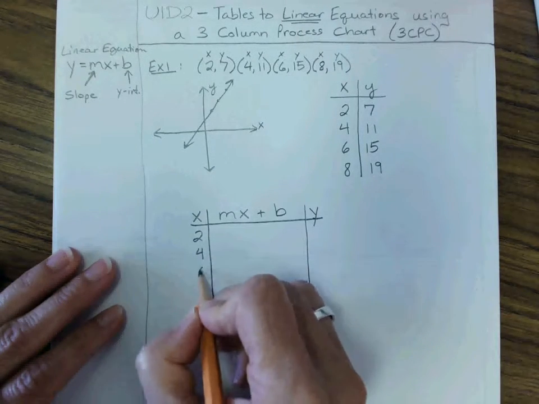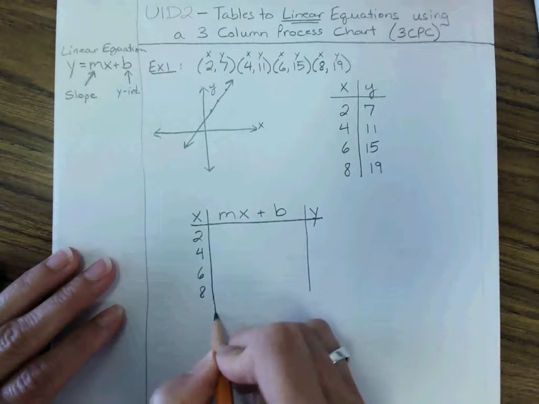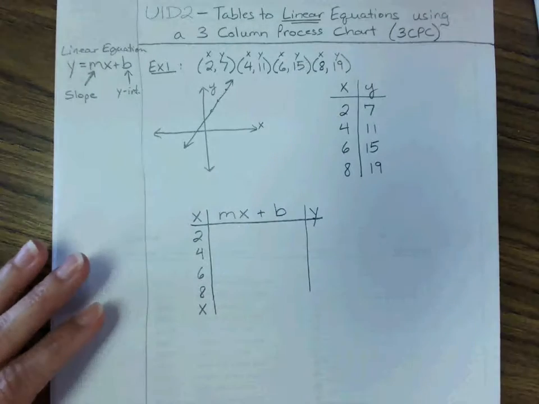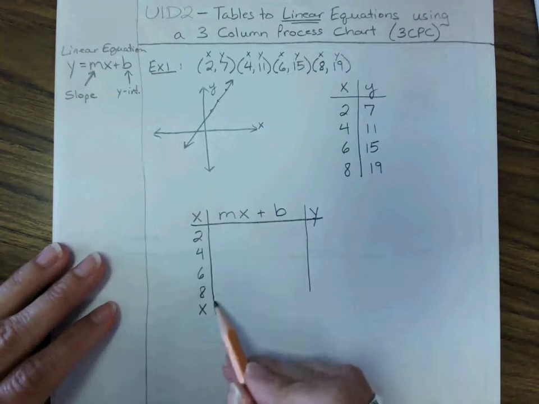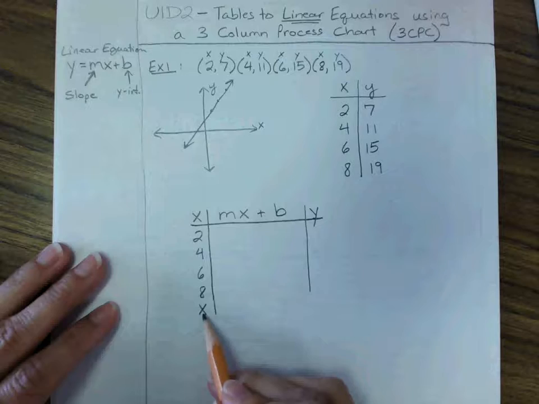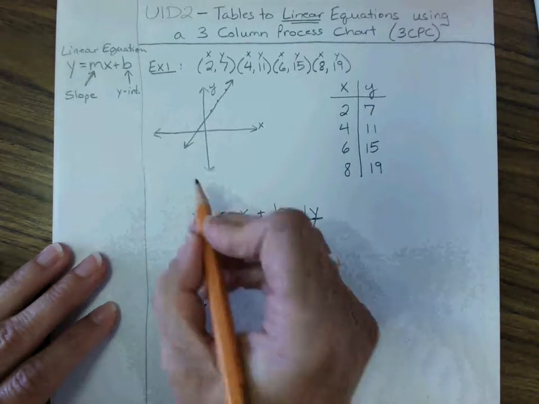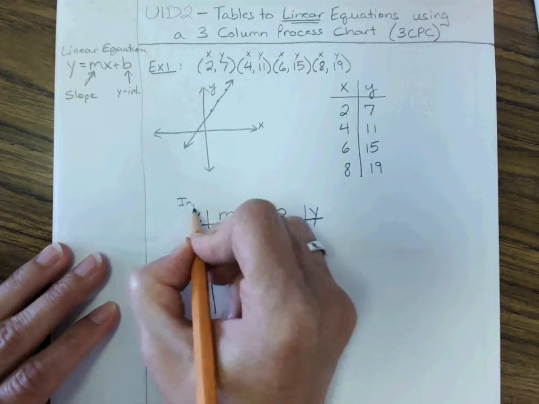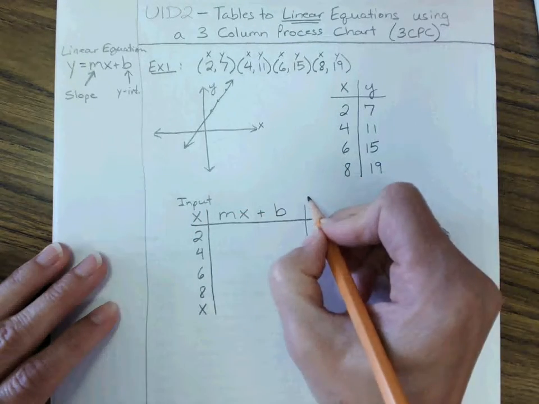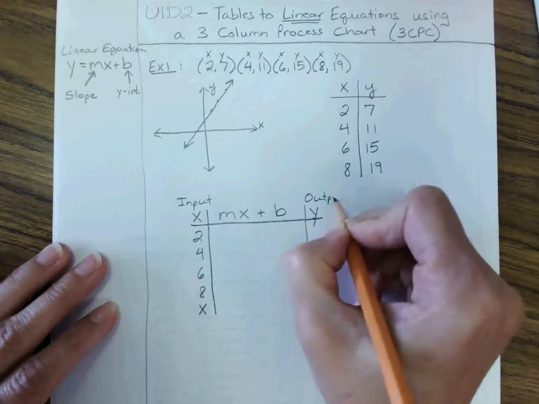2, 4, 6, and 8. I'm actually going to add an x at the bottom because once I find my equation, it should work for any x value or any input value. These are my input values. This is my output. I'm going to go ahead and write that up here. These are my inputs, and my y values are my outputs.